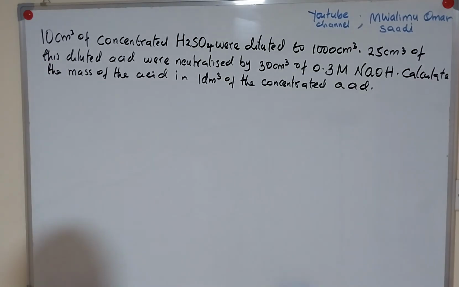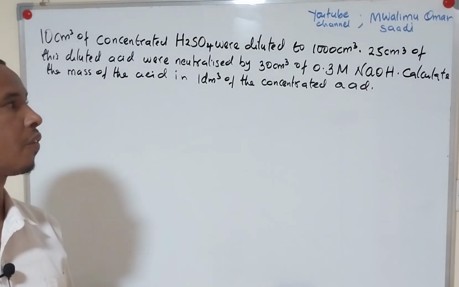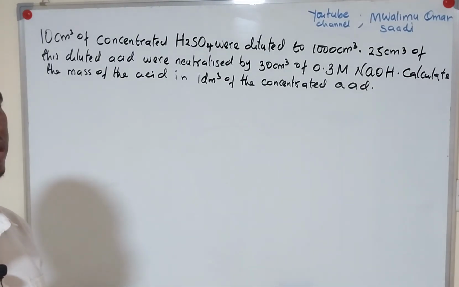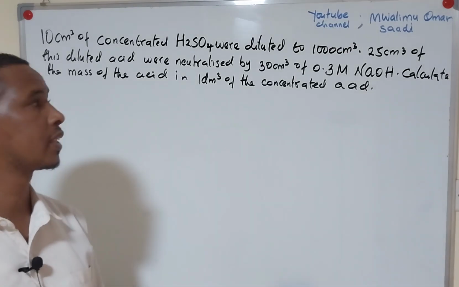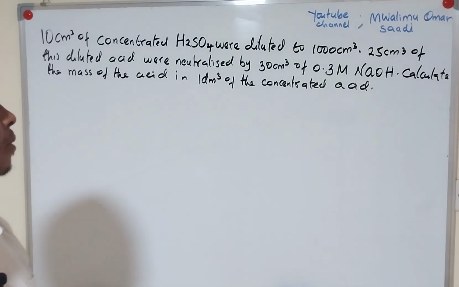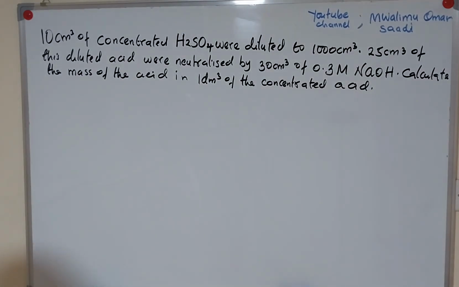10 cm³ of concentrated sulfuric acid were diluted to 1000 cm³. 25 cm³ of this diluted acid were neutralized by 30 cm³ of 0.3 molar sodium hydroxide. Calculate the mass of the acid in 1 dm³ of the concentrated acid.